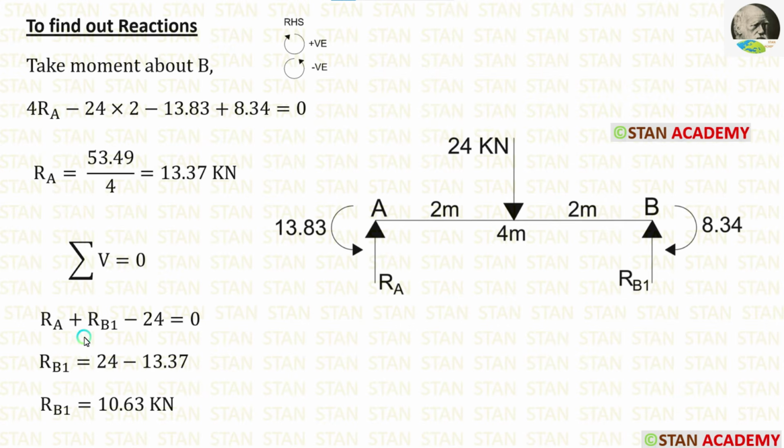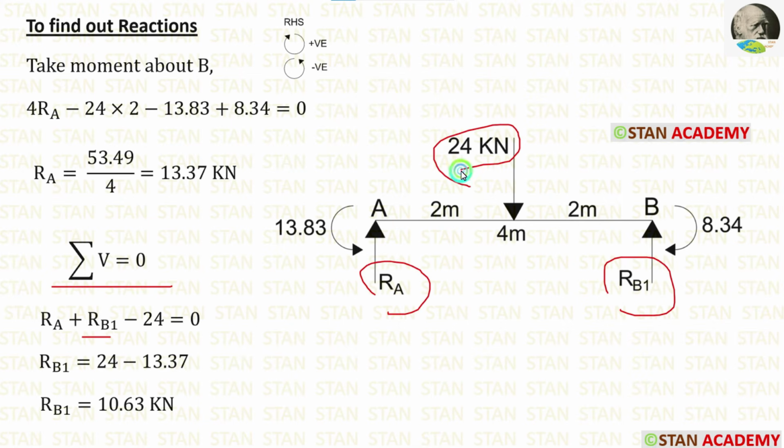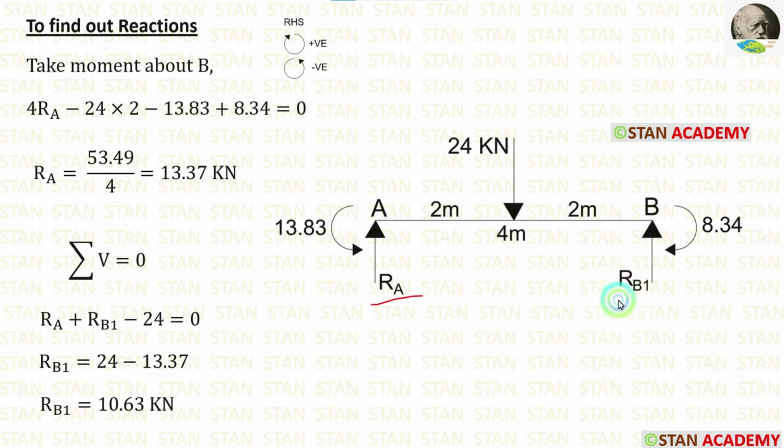Now we can easily calculate RB1 by applying the rule summation of vertical forces is equal to 0. In this span, we are having three loads, RA, RB1 and 24 kilonewton. RA and RB1 are acting upwards, so both are positive. 24 kilonewton is acting downwards, so it will be negative. We have already calculated RA, we can apply that. Finally, we are getting RB1 is equal to 10.63 kilonewton.